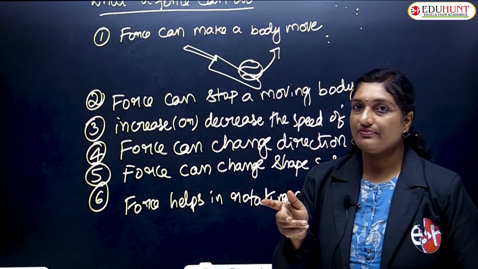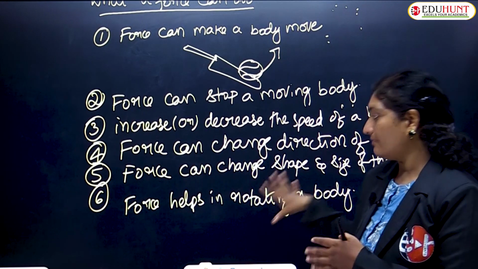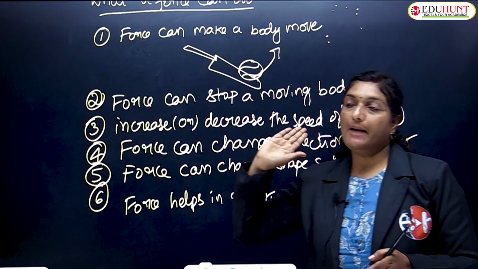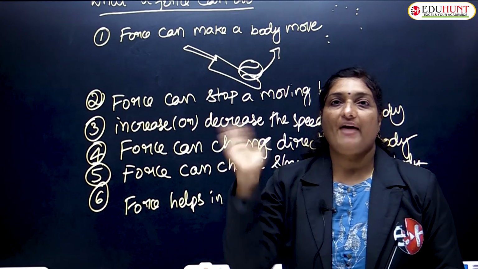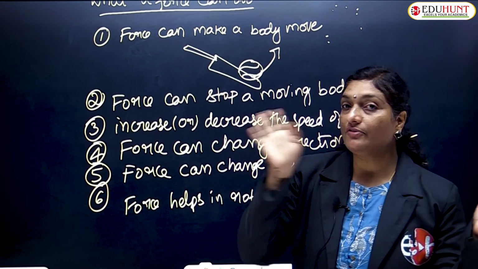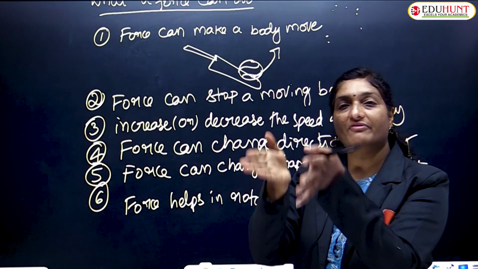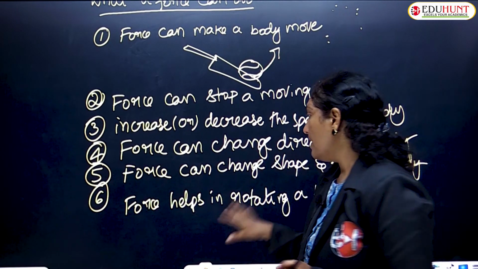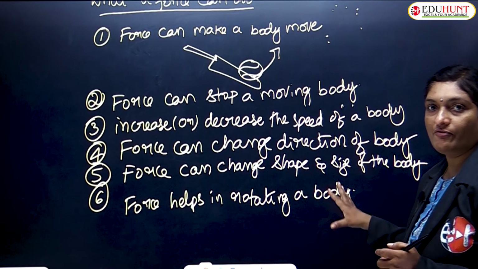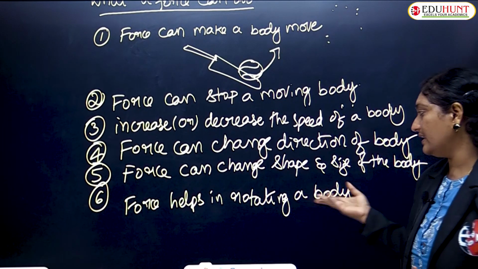When you switch off the button, the fan may stop. If you apply some force on a fan, then the fan will start rotating. If you apply an opposing force on a rotating fan, the fan can stop. That means the application of force can also help you rotate a body, like a fan.